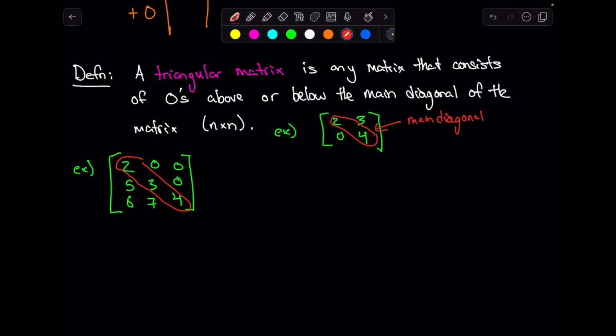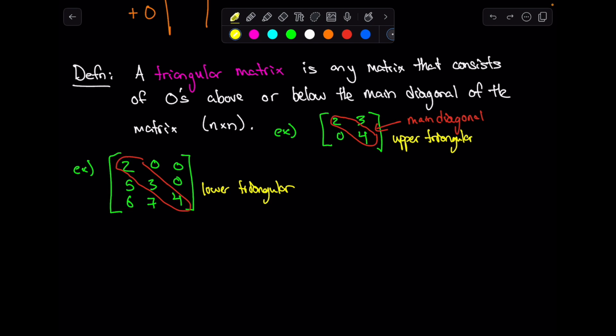So, these have other classifications. The first one is technically called an upper triangular matrix, and this one is called a lower triangular matrix. Why do you think they're called triangular matrices? Because they kind of form little triangles when you look at them. So that's pretty much it.